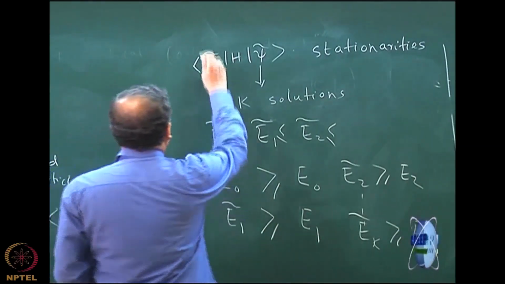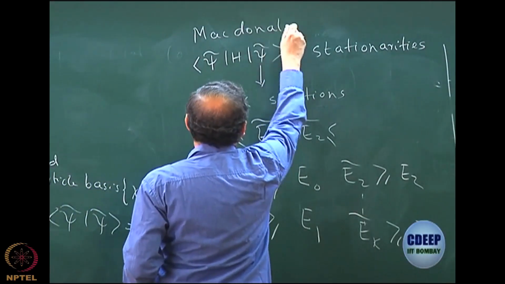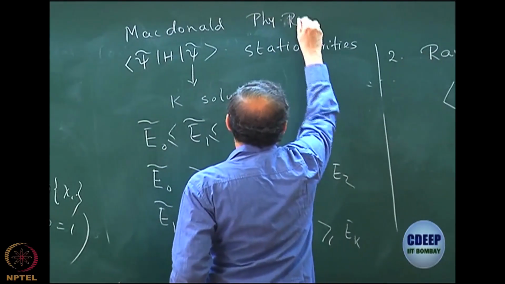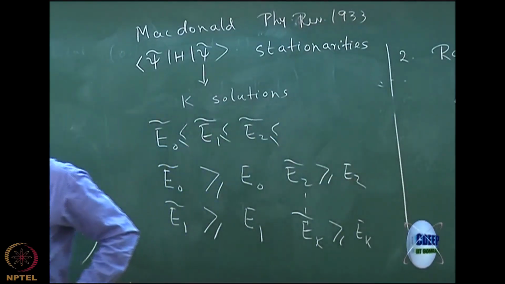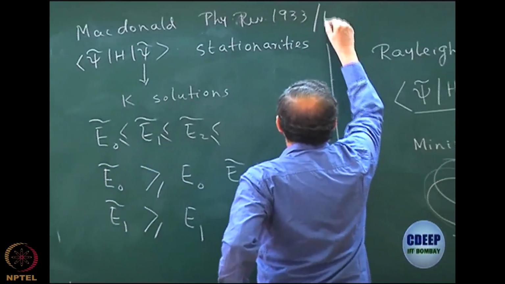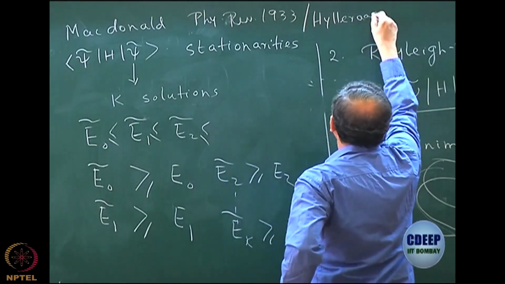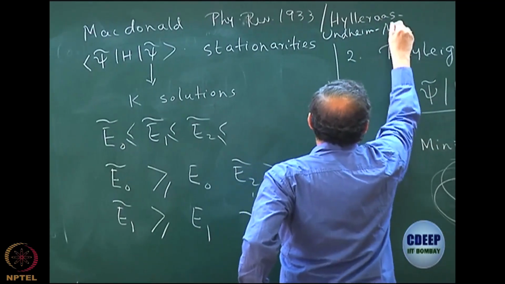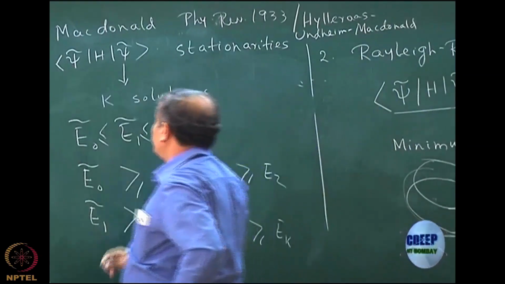Again, I had given that paper. I don't know how many of you have read this paper of MacDonald, Physical Review 1933. I don't remember the volume and page number, but you should be able to find out. It's a very, very nice paper by MacDonald, and actually this was expanded later by Hylleraas and Undheim, and what I am going to talk about is now called the Hylleraas, Undheim, MacDonald theorem. I hope all of you know Hylleraas' name. Okay, that's the theorem that I am going to state.